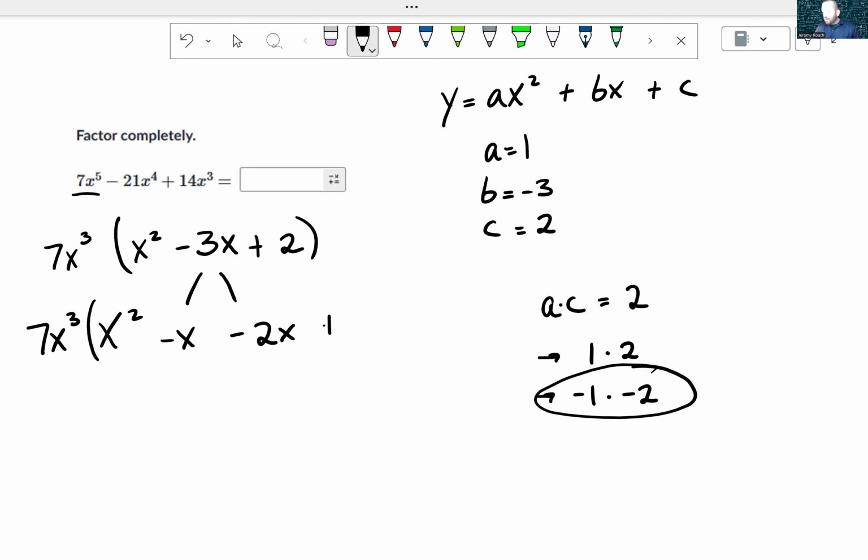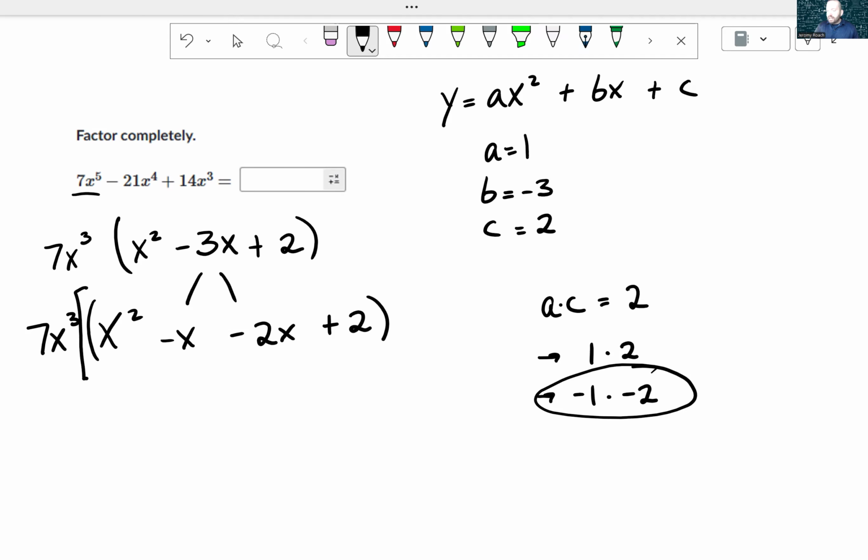So all I changed from earlier was this was a 2, but really it was supposed to be a 1. Our AC is now 2 instead of 4. We're still breaking up this -3x into two different pieces, -x and -2x. Okay, now we have 4 terms and we can factor this by grouping.